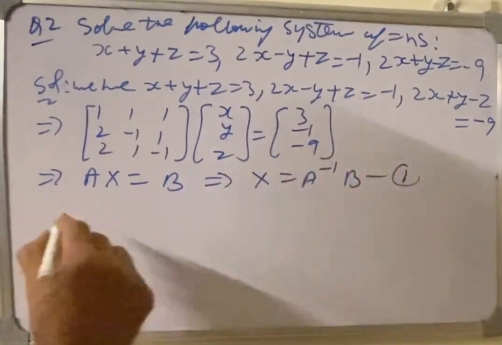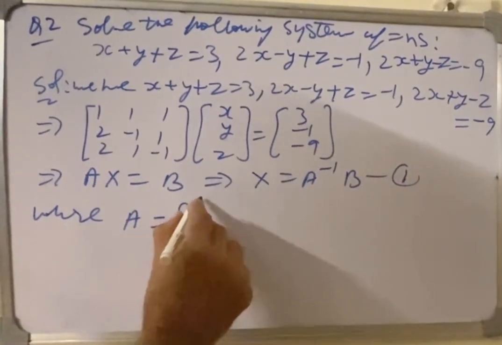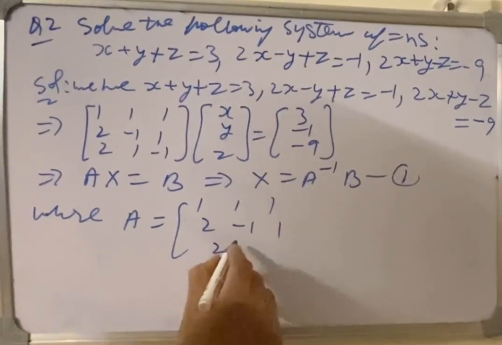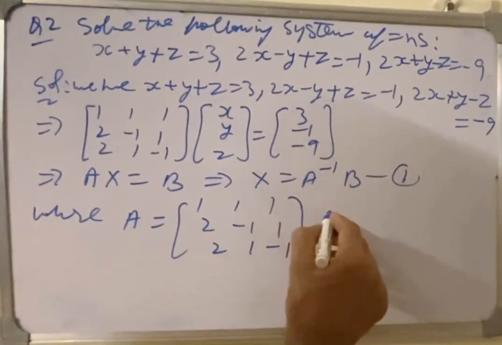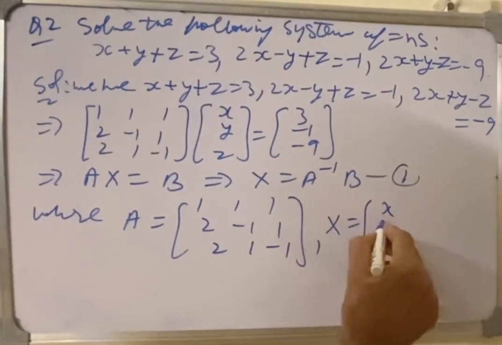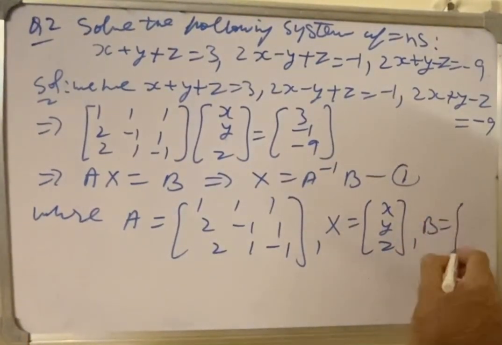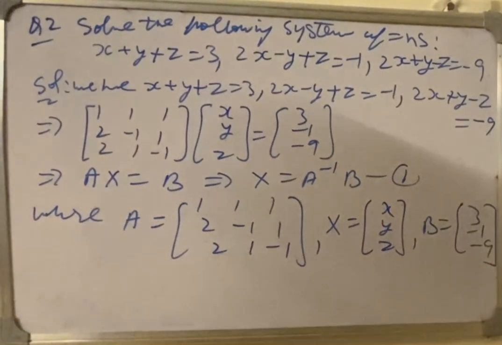This is number 1, where A is equal to 1, 1, 1, 2, minus 1, 1, 2, 1, minus 1. This is the coefficient matrix. The variable matrix is x, y, z. Then the constant matrix B is 3, minus 1, minus 9.